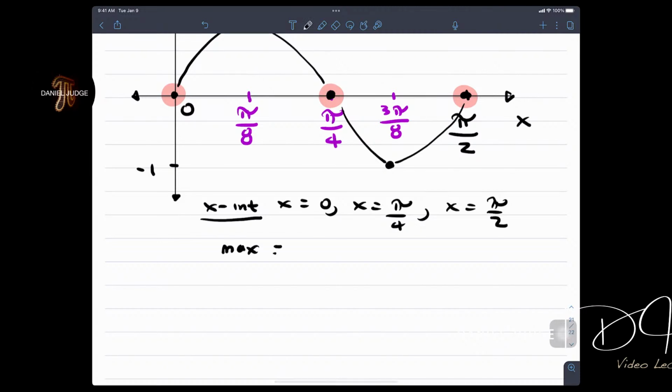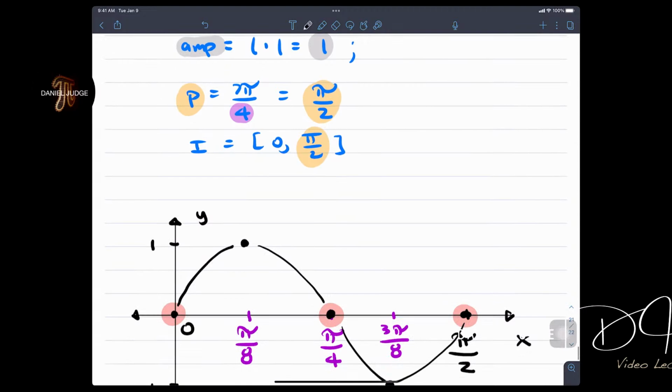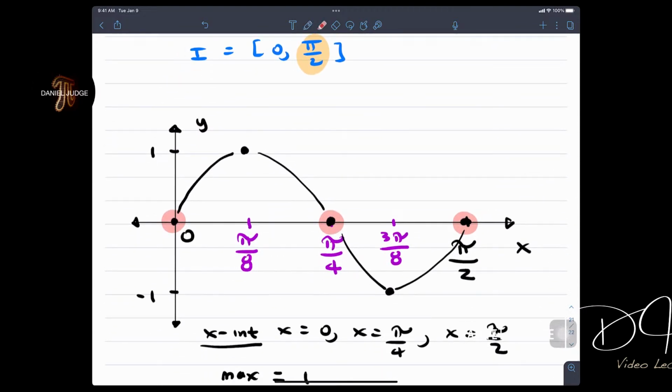The maximum value is positive 1. The minimum value is negative 1. And you say, why is that? Because of the amplitude. And that's why you found that amplitude.